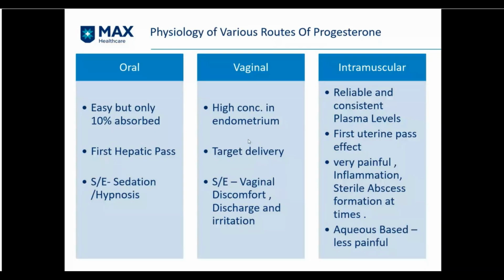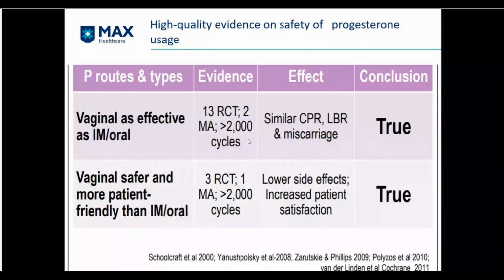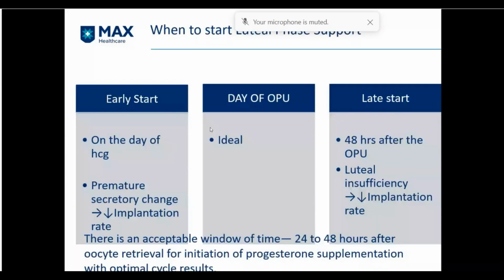Studies have shown that vaginal is as effective as intramuscular and oral, where I mean the dydrogesterone. Now, when to start? The ideal is to start on the day of pickup. With an early start, there is a decrease in the implantation rate because there is a premature secretory change. And if we start later, which means 48 hours after the ovum pickup, the luteal insufficiency is there, which again leads to the decreased implantation rate.